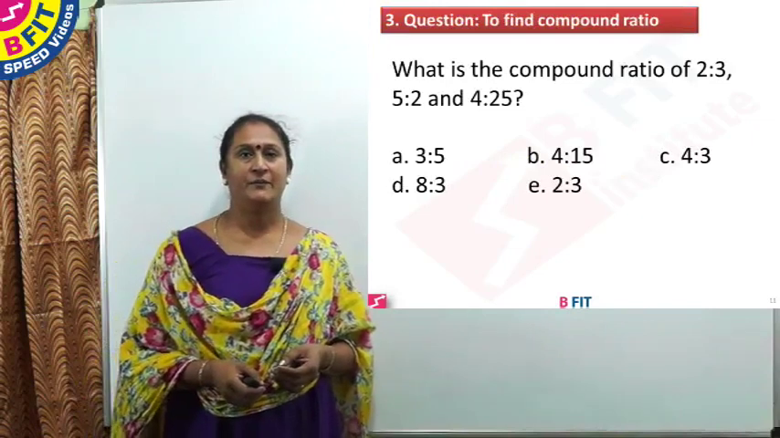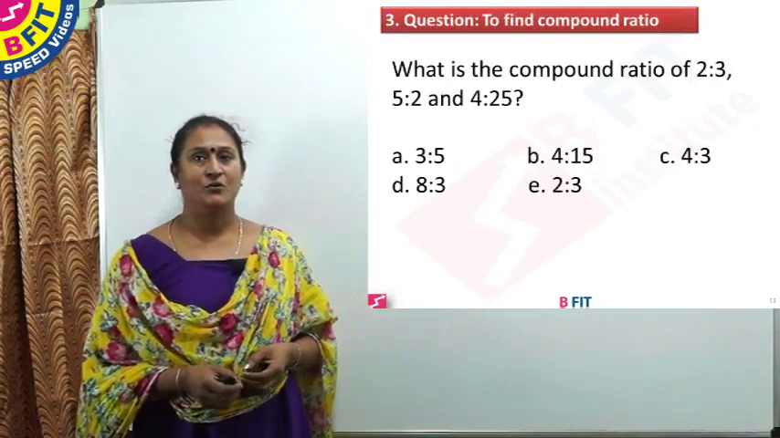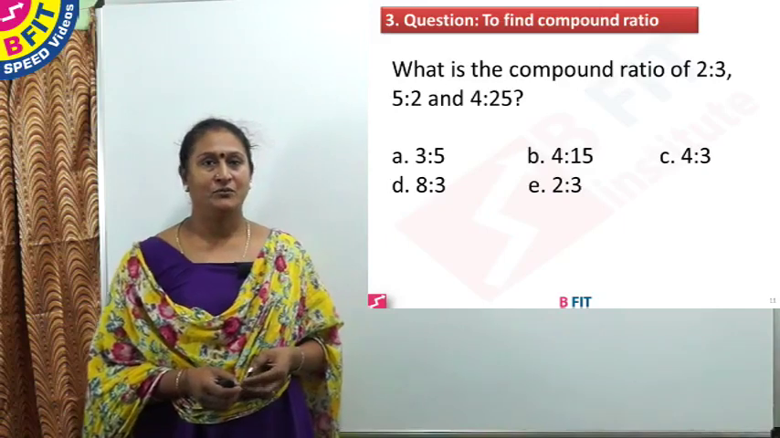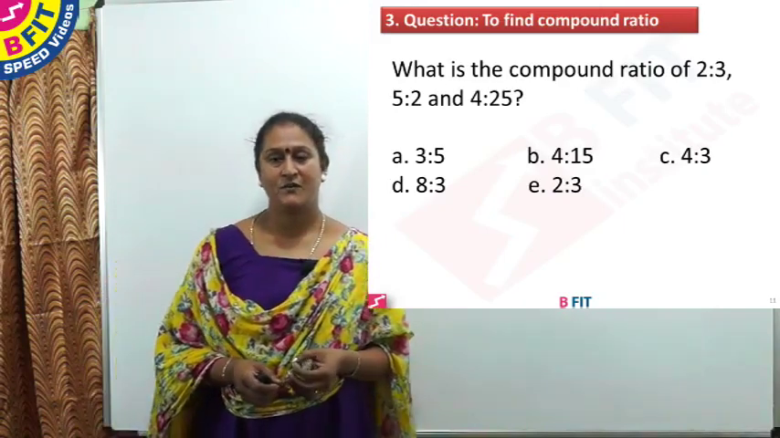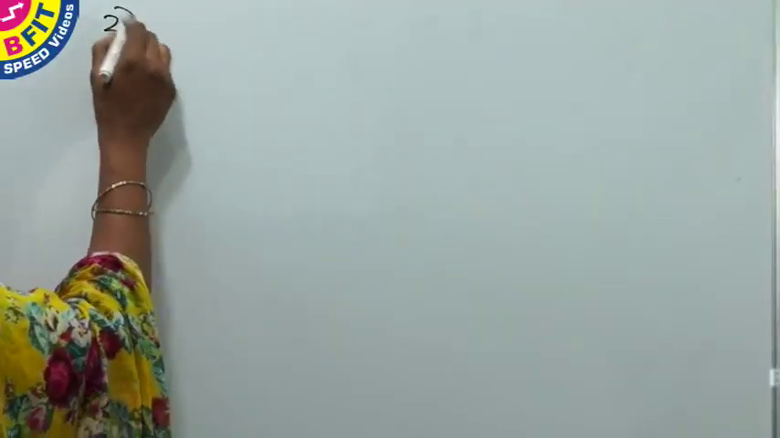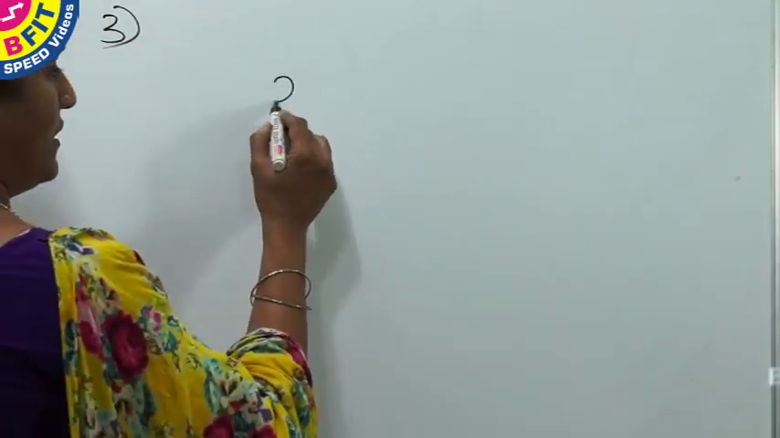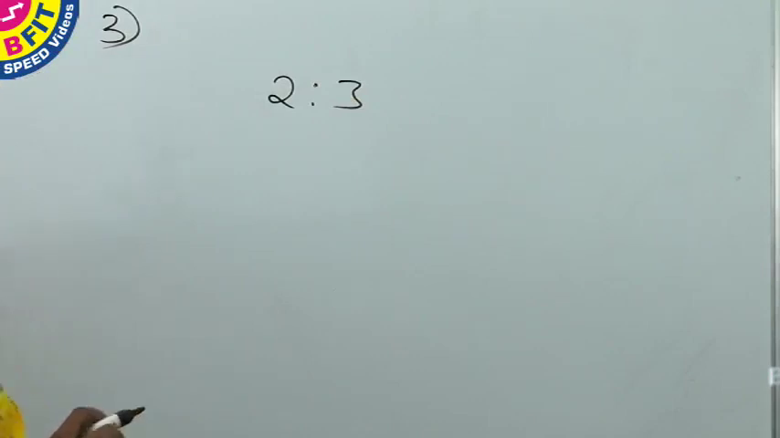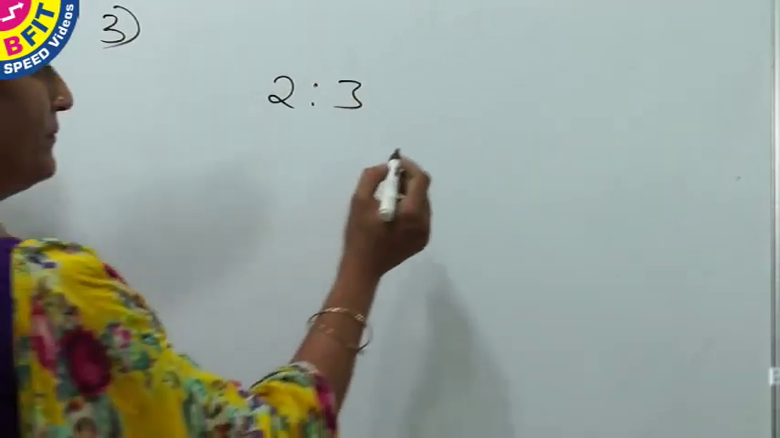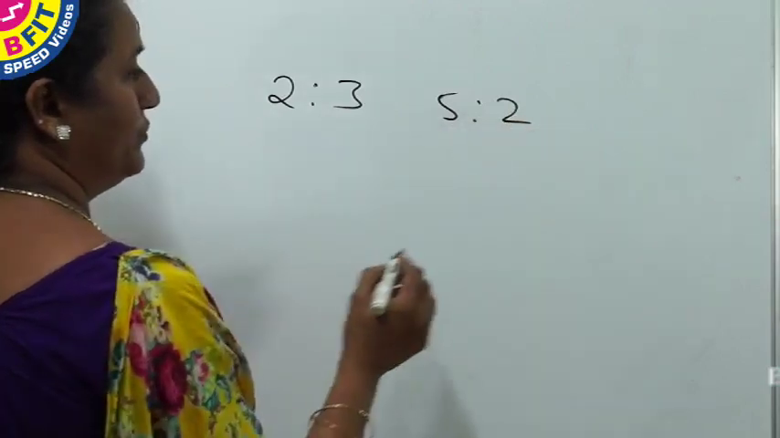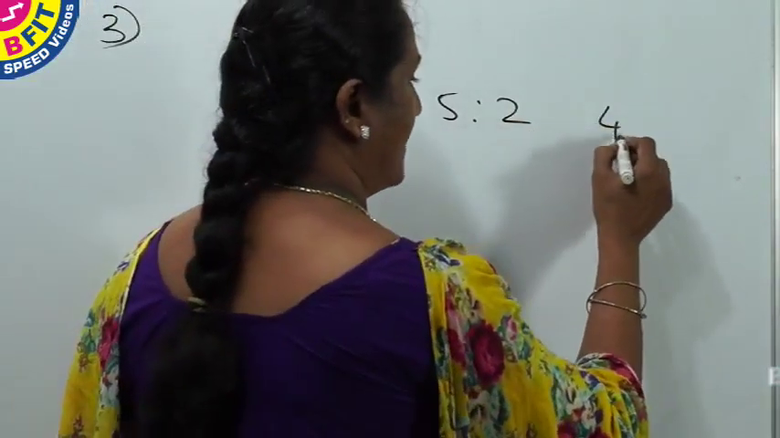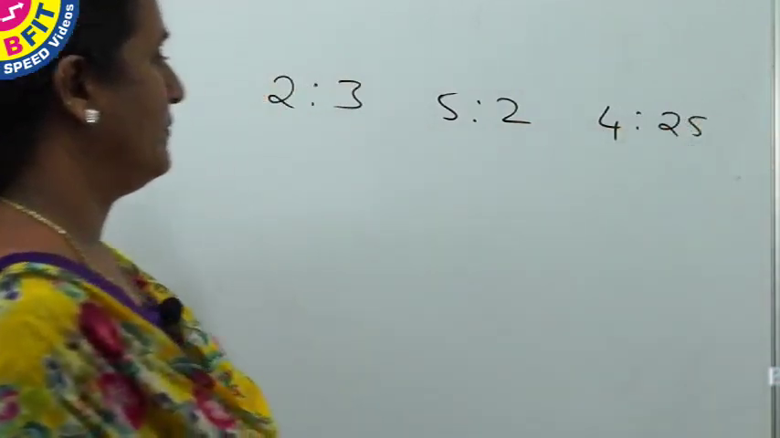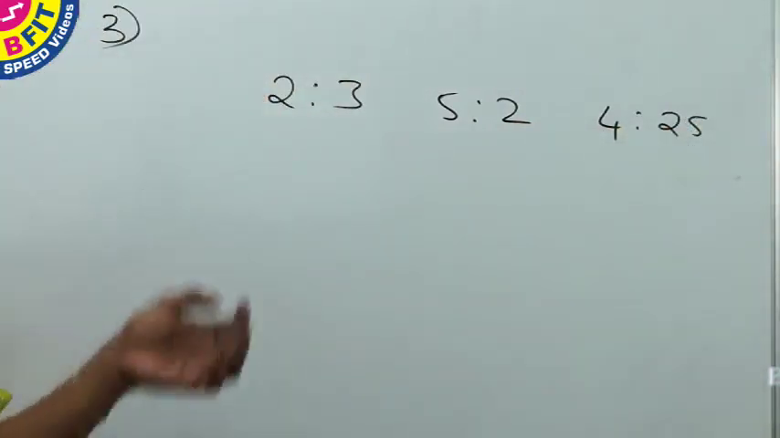So question number 3. What is the compound ratio of 2:3, 5:2 and 4:25? So we'll see the working. Given a set of simple ratios, to find a compound ratio, just multiply all the ratios. So we have the set of simple ratios 2:3, 5:2, and 4:25. The compound ratio is nothing but multiplying all these ratios.